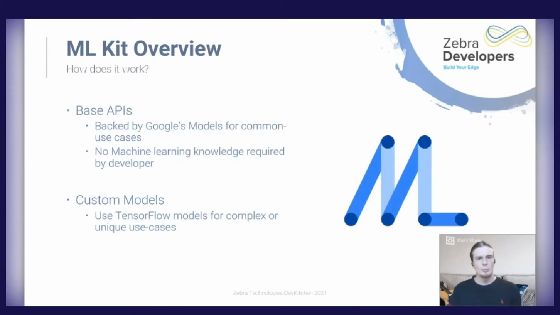So how does it work then at a high level? So there's sort of two different ways that you can leverage MLKit. The easiest, simplest, and beginner way of doing things is just using their base APIs. So we'll see in the next few slides what APIs they have available to meet certain use cases. But these base APIs are what's included within the SDK, and they're backed by Google's models. So Google have a collection of machine learning models that they've developed. And these are used to perform simple use cases.